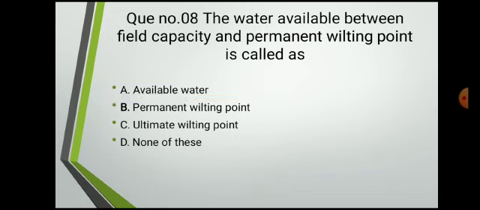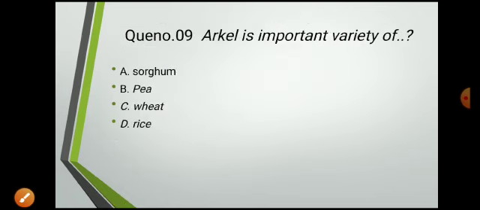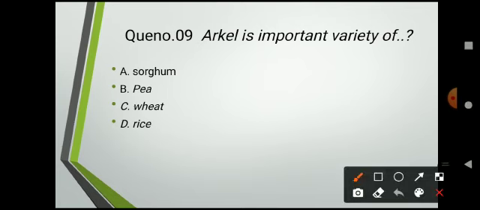Next question number 9. Arkel is an important variety of, and the options are sorghum, pea, wheat and rice, and the correct answer is option B, that is pea. Arkel is an early maturing and improved variety of pea.